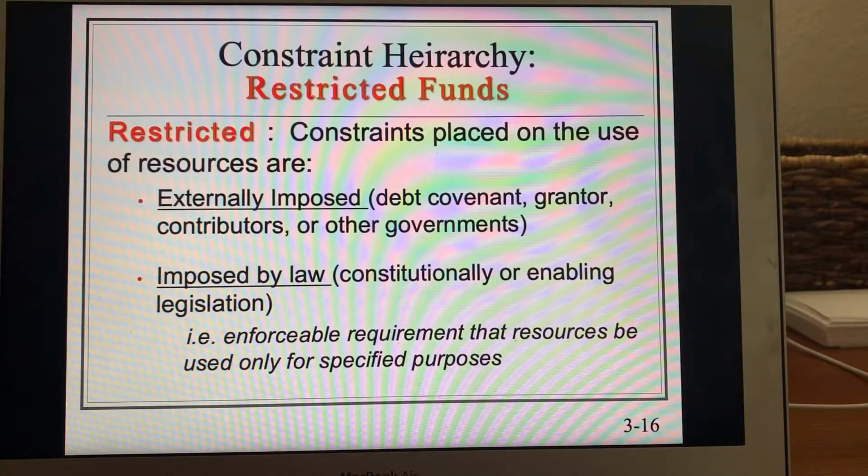So the restricted funds: constraints placed on the use of resources are externally imposed. Debt covenant, grantors, contributors, or other government agencies. Imposed by law, constitutionally, or enabling legislation. Example, an enforceable requirement that resources be used only for specific purposes, and this is restricted.